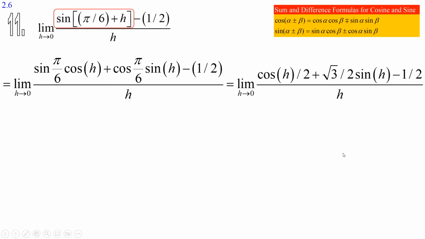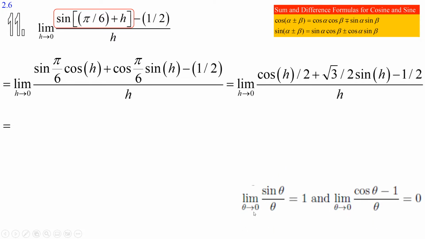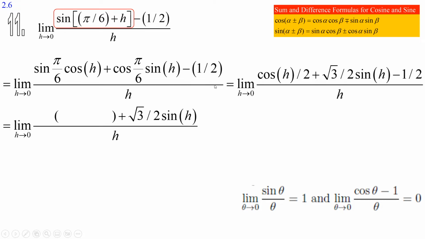All right, now it's not cleaned up enough yet, but do you see a minus 1/2 out here and a factor of 1/2 right there? So I can factor 1/2 out of the first two terms. I could even factor it out of that middle term too, but I don't want to do that because I'd like to use my special trig limits right here, because I see a sine of h over h, and then I think I see a cosine of h minus 1 over h. So let's write this like this.